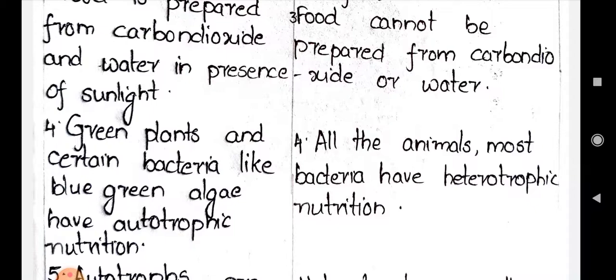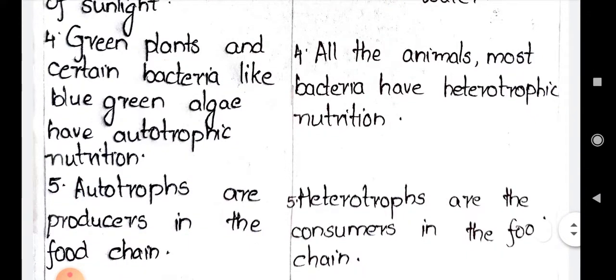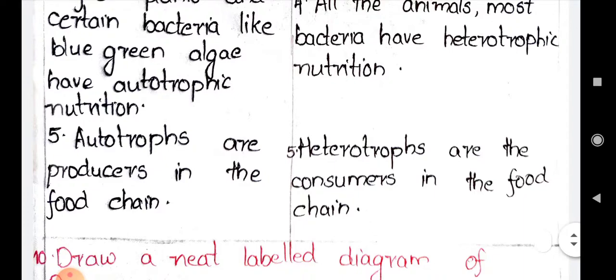All the animals and most bacteria have heterotrophic nutrition. So all the animals, even we human beings, are heterotrophs only. Next, autotrophs are producers in the food chain. Absolutely, it's correct. If the autotrophs are not there, then there will be no producers. If the producers are not there, consumers won't be there. If there are no consumers, the whole food chain will collapse. So autotrophs are the producers in the food chain.